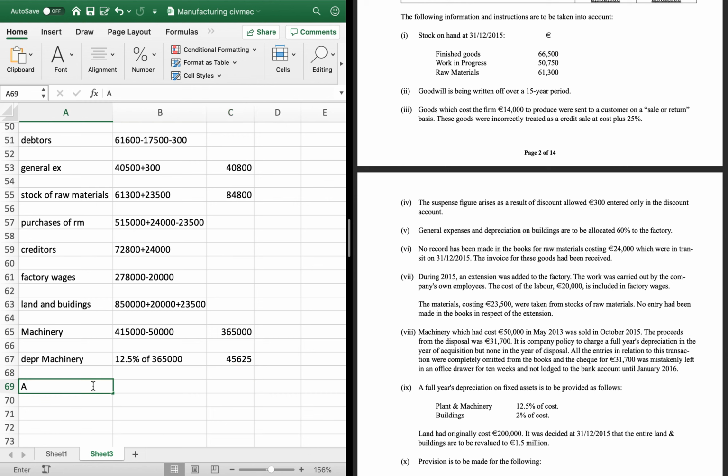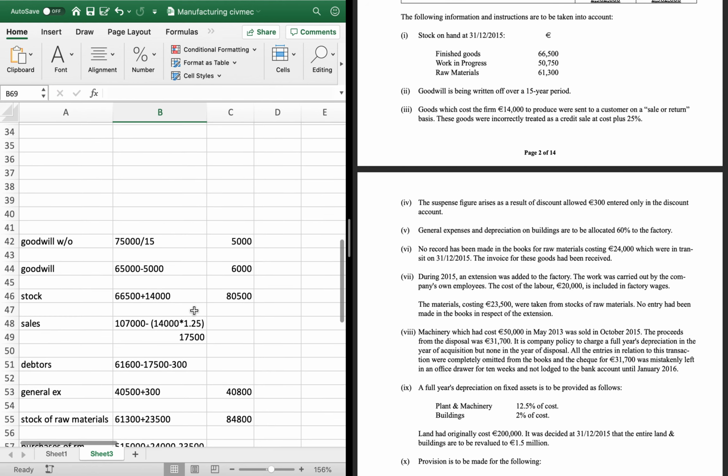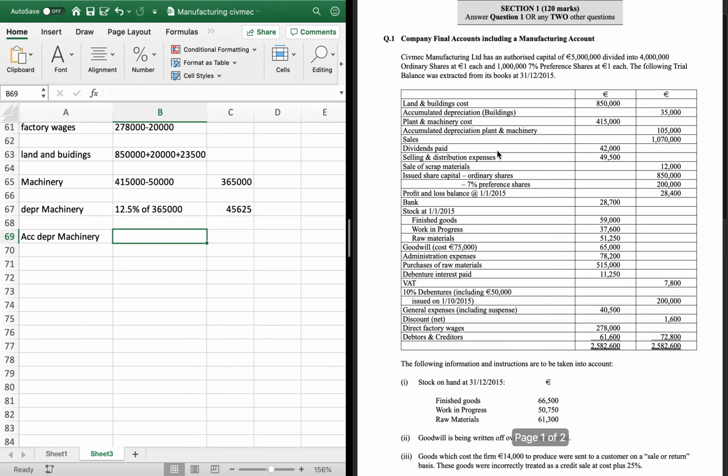Now, the accumulated depreciation of machinery will come next. So that'll be your starting machinery from the top. So you've got accumulated depreciation of plant and machinery of 105,000. And we're going to add in the 45,625. But then, as always, we have to take away the depreciation on the machine that we sold. So that's 12.5% of the 50,000 multiplied by the number of months we have it for.